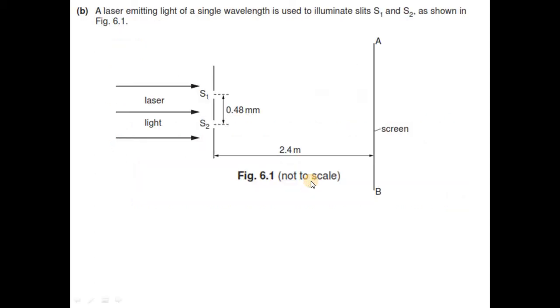Part B: a laser emitting light of a single wavelength is used to illuminate slits S1 and S2 as shown in figure 6.1. So this is the laser light. These are the two slits S1 and S2. The distance between the two slits is 0.48 millimeter. The distance between the slits and the screen is 2.4 meters.